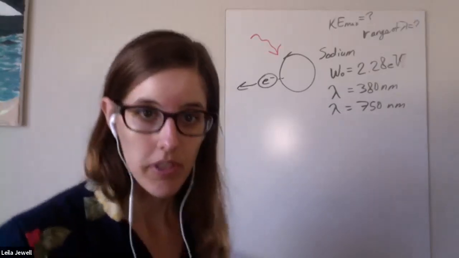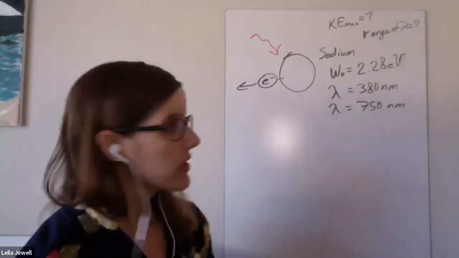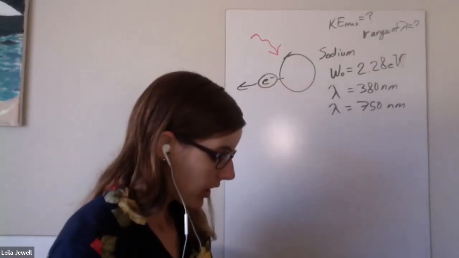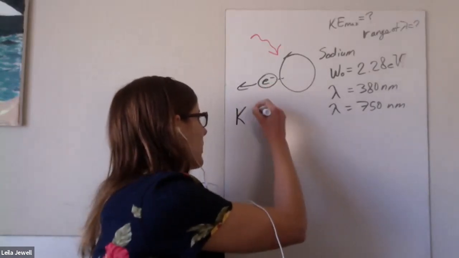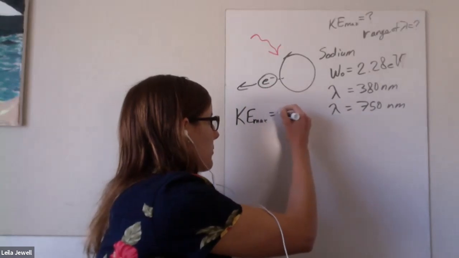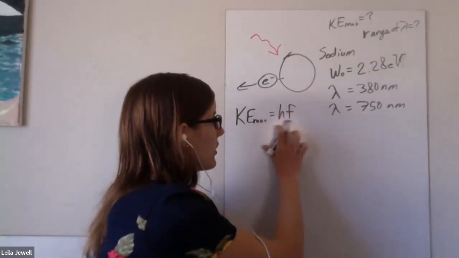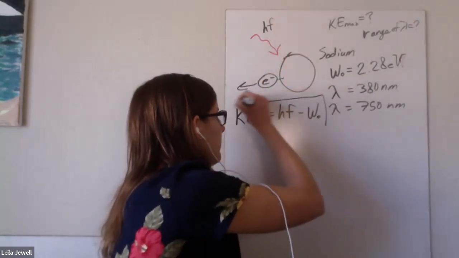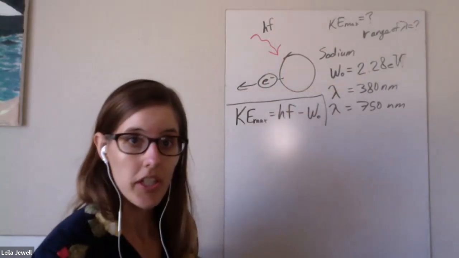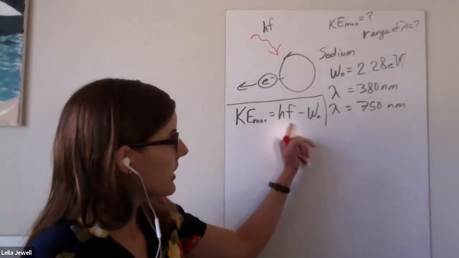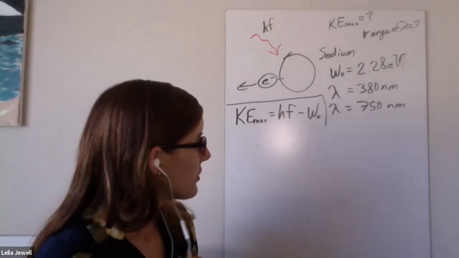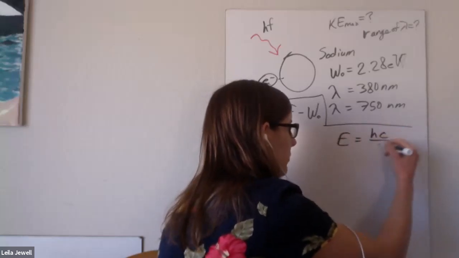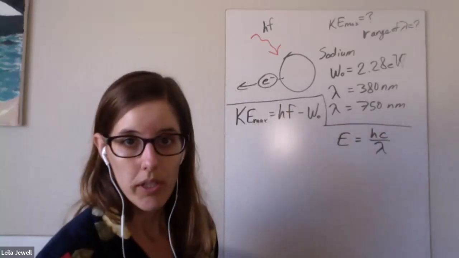I'm going to stop the share so we can see it a little more clearly. So here's our picture. If we're talking about the photoelectric effect, we automatically have that our kinetic energy max is equal to hf, the energy of the incoming light, minus the work function. This is a really handy equation. Another useful one: the energy can also be calculated in terms of wavelength with hc over lambda, where lambda is the wavelength.